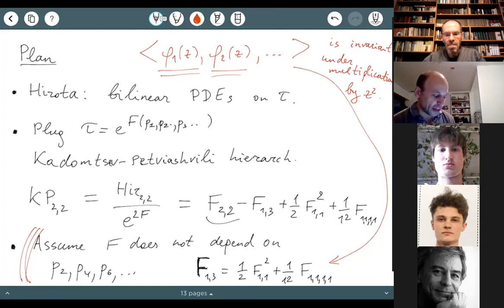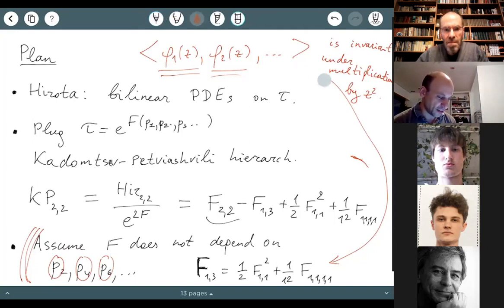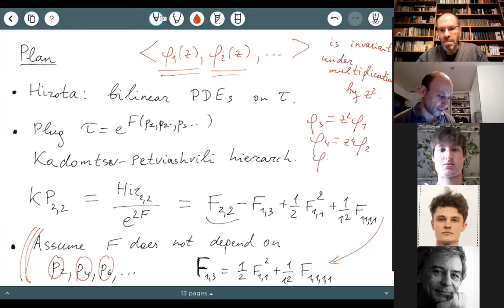But then you do not necessarily find a solution of KdV, because the solution you found generally depends on these even variables. And you would like a solution that does not depend on these variables. So if you want that, you should pick phi1, phi2, phi3 in such a way that the space they span is invariant under multiplication by z squared. One simple way to do that is just to take phi3 equals z squared phi1, and then phi4 equals z squared phi2, and then phi5 equals z squared phi3, and so on.